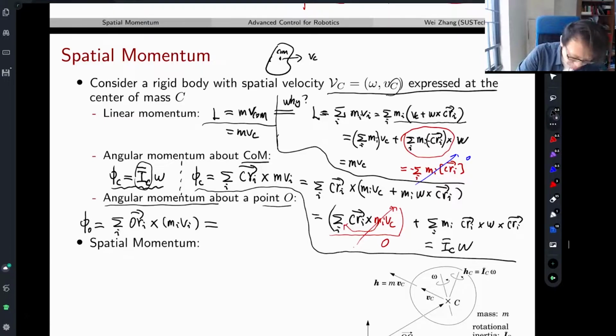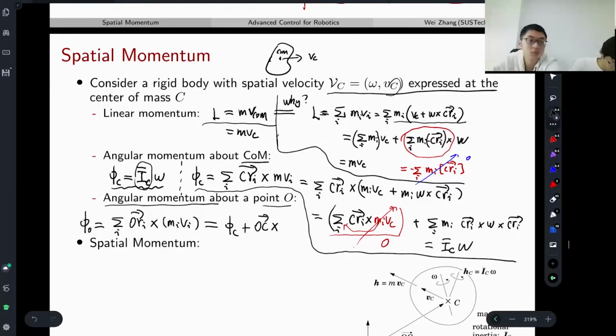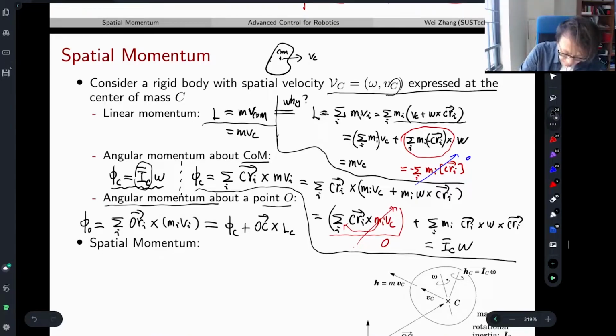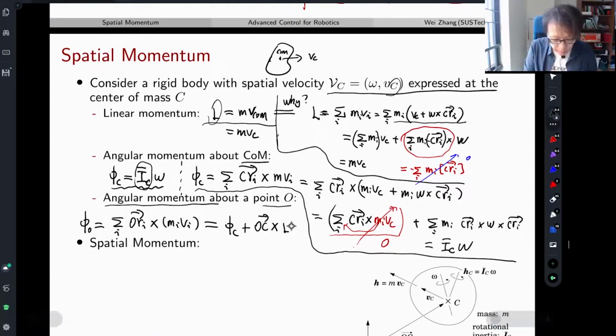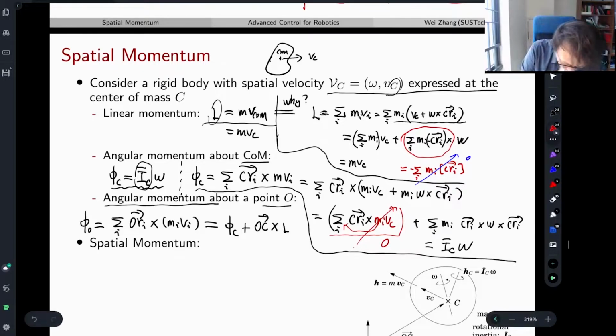You find this equals the angular momentum about C, plus the OC vector cross L, the linear momentum part. This is the linear momentum of the body. Let's keep this in mind. Let me summarize it as a separate formula: if you change that O, then it's the angular momentum at C plus OC cross times the linear momentum.